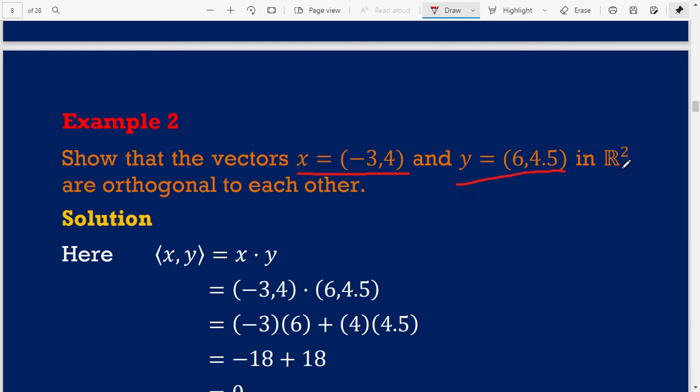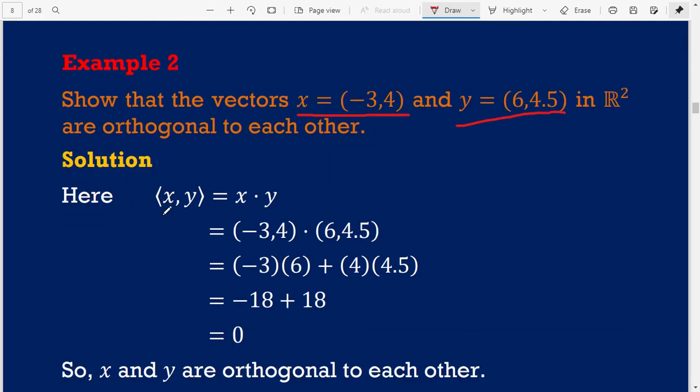In R square, are the vectors orthogonal to each other? Solution: the inner product of x with y is equal to x dot product y. x is equal to (minus 3, 4), and y is equal to (6, 4.5).